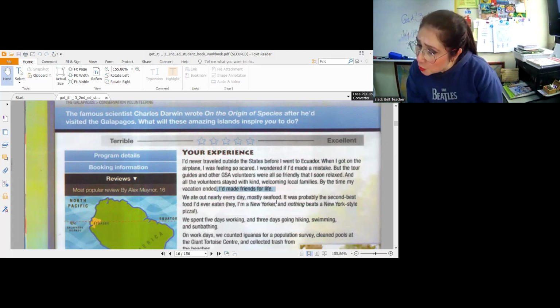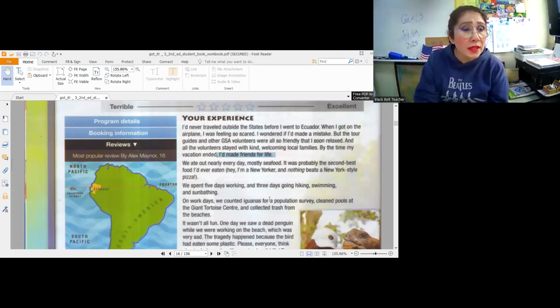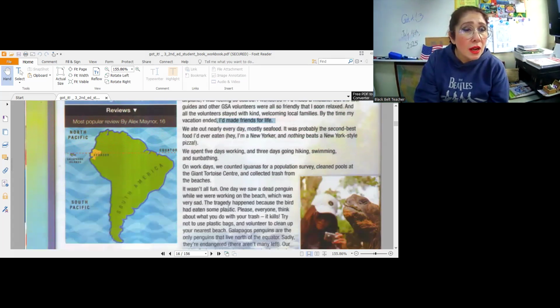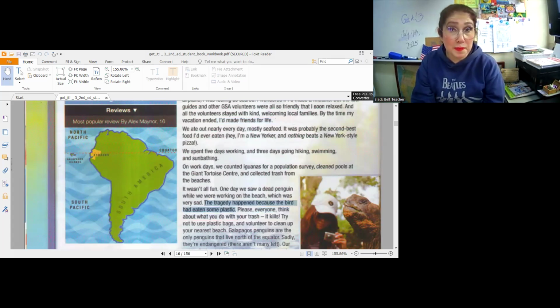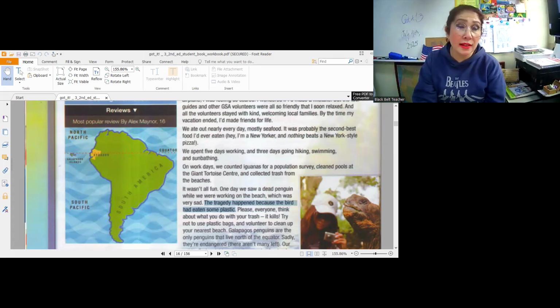Also highlight this one. It wasn't all fun. One day we saw a penguin while we were working on the beach, which was very sad. The tragedy happened because the bird had eaten a key. Here, highlight this sentence. The tragedy happened because the bird had eaten some plastic.